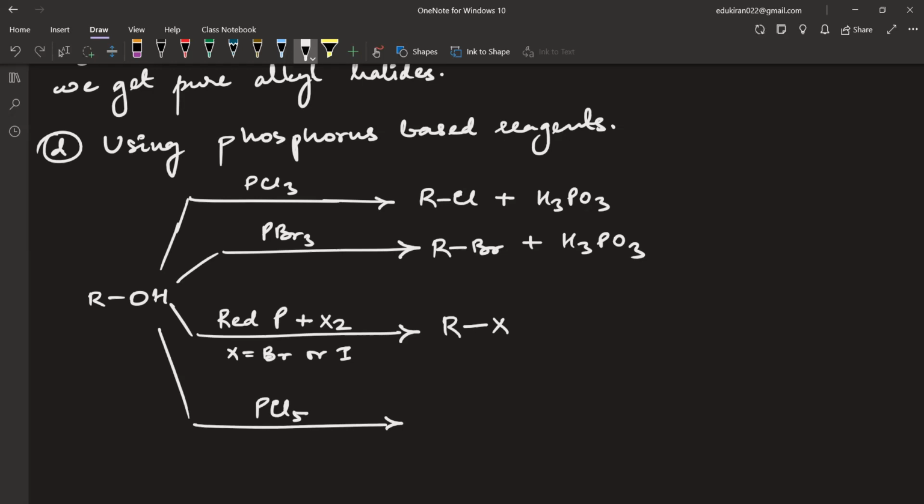Now again, here what will we be getting? Here also we will be getting the same thing, RCl. But the byproducts here will be POCl3 plus HCl. So these are the four phosphorus based reagents which we can use. Write this down. Let me know when you're done. Done.